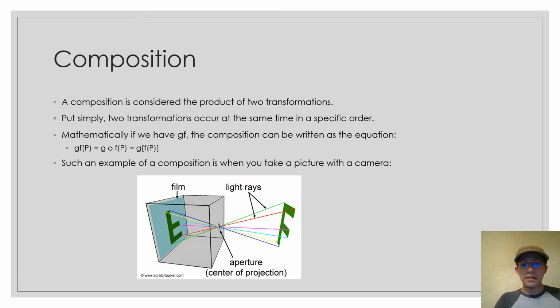Mathematically speaking, we can see this as GF being G of F, or G of F of P, where P is some point put into F, then put into G, thus showing that there's a composition happening, which again is the product of two different transformations.